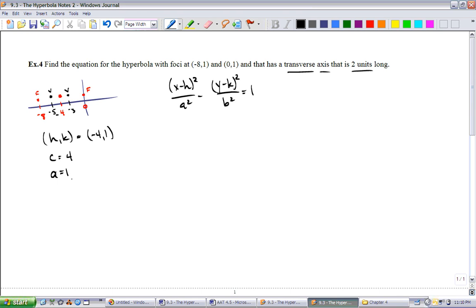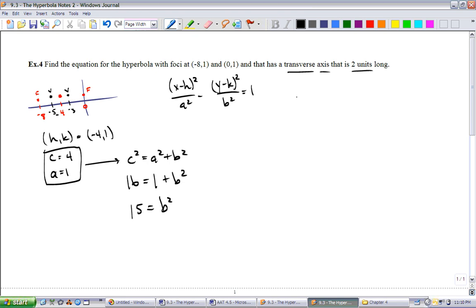Now, from this information, we can use the idea that c squared has to equal a squared plus b squared. So 16 in this case has to equal 1 plus b squared, or b squared has to equal 15. Now we could keep going there, but in this case, since we're just asked to find the equation, really all we need to do is list b squared.